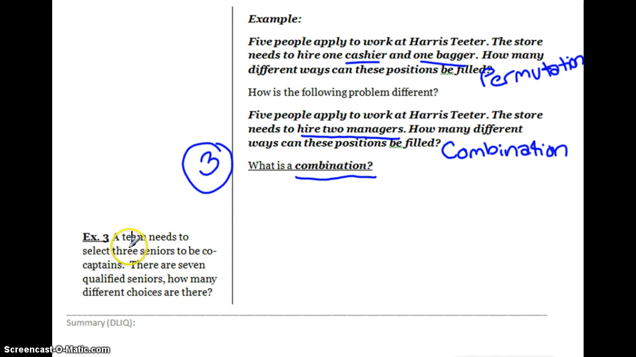A team needs to select 3 seniors to be co-captains. Co-captains, it's all the same position. You don't have a master co-captain. There are 7 qualified seniors. How many different choices are there? All right, so let's look. Our total is 7 seniors. I want to choose, okay, so N and R are the same. I want to choose 3 senior co-captains for the same position.